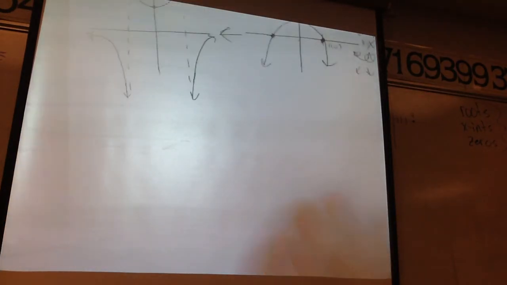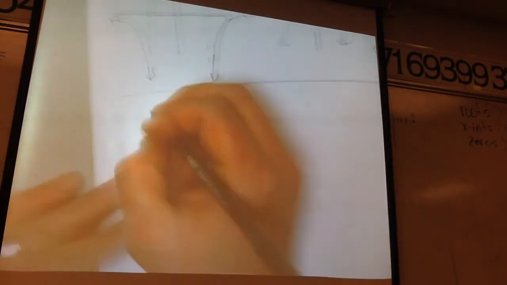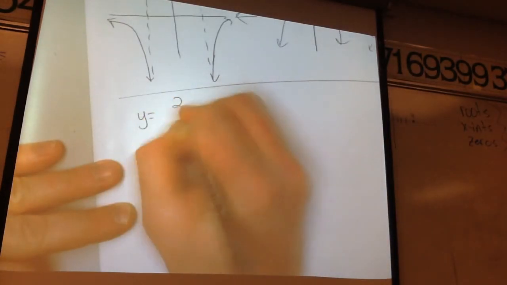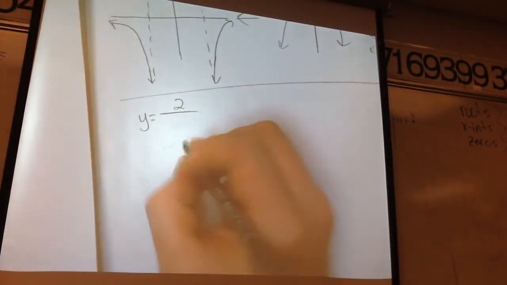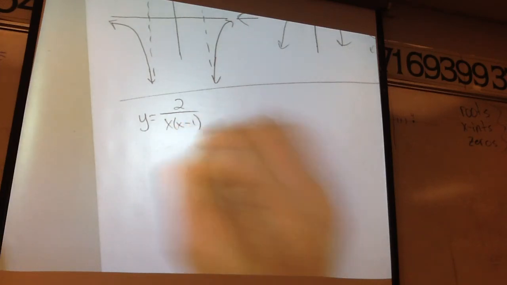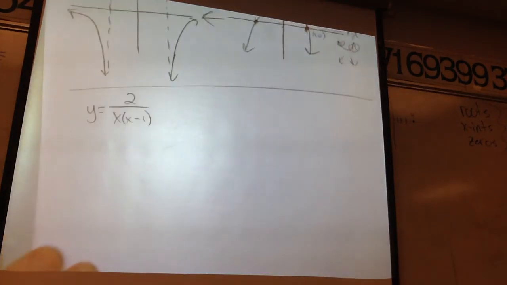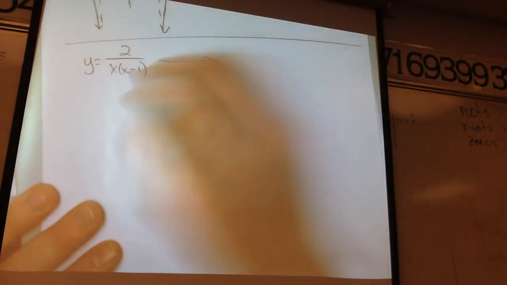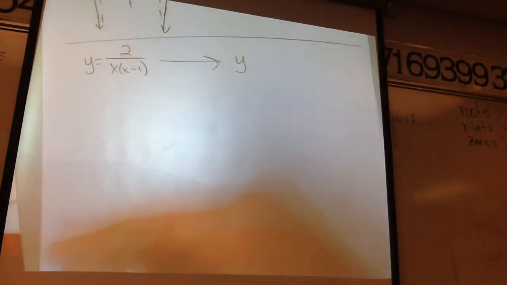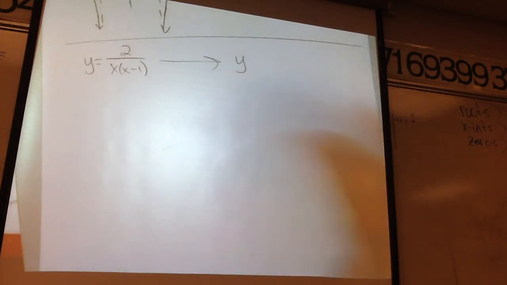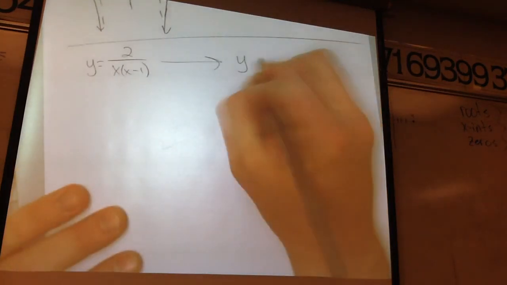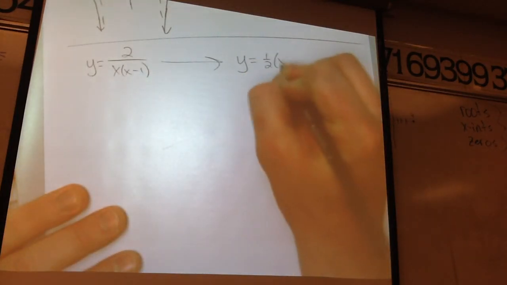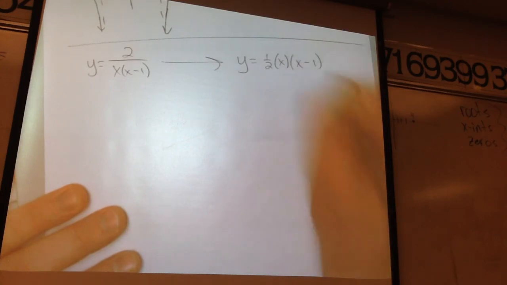So if you're trying to graph 2 over x times x minus 1, when you go to graph the reciprocal, it would be x times x minus 1 over 2, or 1/2 times x times x minus 1. It's like a double reciprocal.